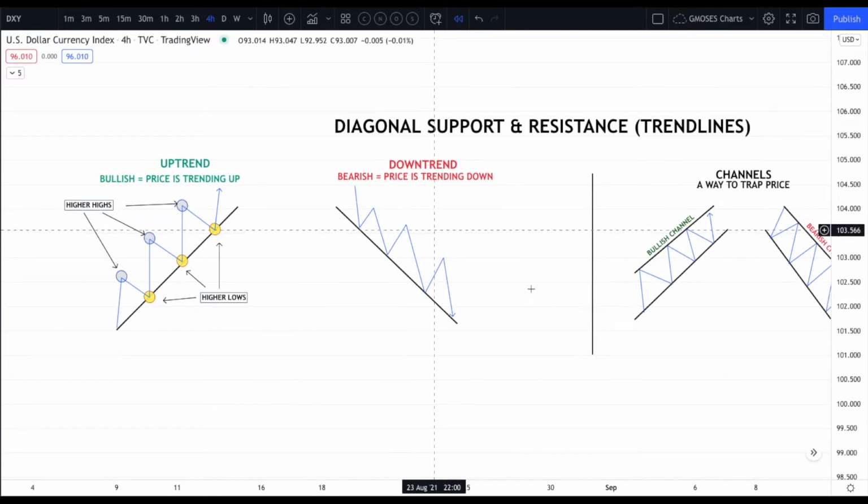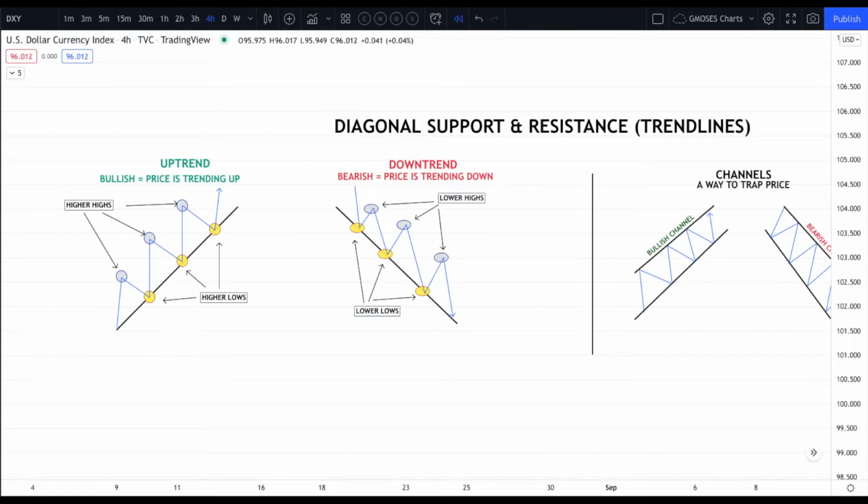Now, when we're looking at a downtrend, it creates what are called lower lows and also lower highs, because it reads as such: lower low, lower high, because this low is higher than this low, lower low, lower high, lower low, lower high, and so on and so forth.